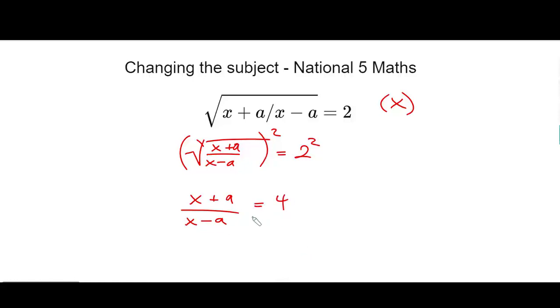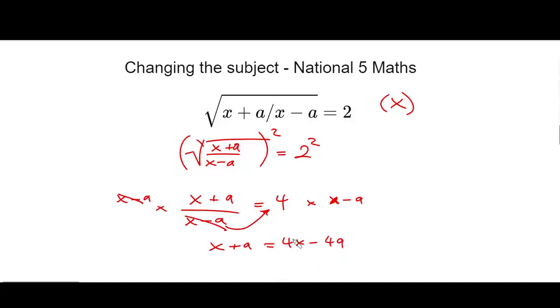Okay, so now we want to get rid of this fraction. So how do we get rid of the fraction? On the bottom here, we've got x minus a. Now this can come up here and multiply this, which is essentially the same as saying, let's multiply this side by x minus a, and that'll cancel that. We've also got to times this side by x minus a. Okay, so then that will give us x plus a is equal to 4x minus 4a.